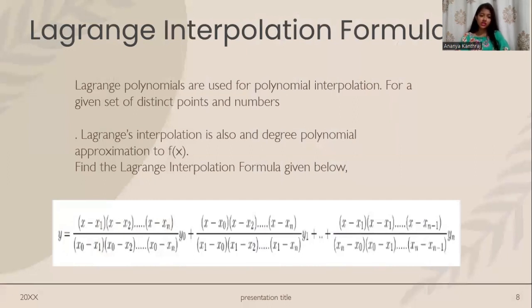minus x1 into x minus x2, so on up to x minus xn, divided by x0 minus x1, x0 minus x2, x0 minus xn into y0, plus x minus x0 into x minus x2, so on up to x minus xn, divided by x1 minus x0 into x1 minus x2, so on up to x1 minus xn into y1, plus till the nth value, that is x minus x0 into x minus x1, so on up to x minus xn minus 1, divided by xn minus x0 into xn minus x1, so on up to xn minus xn minus 1 into yn.